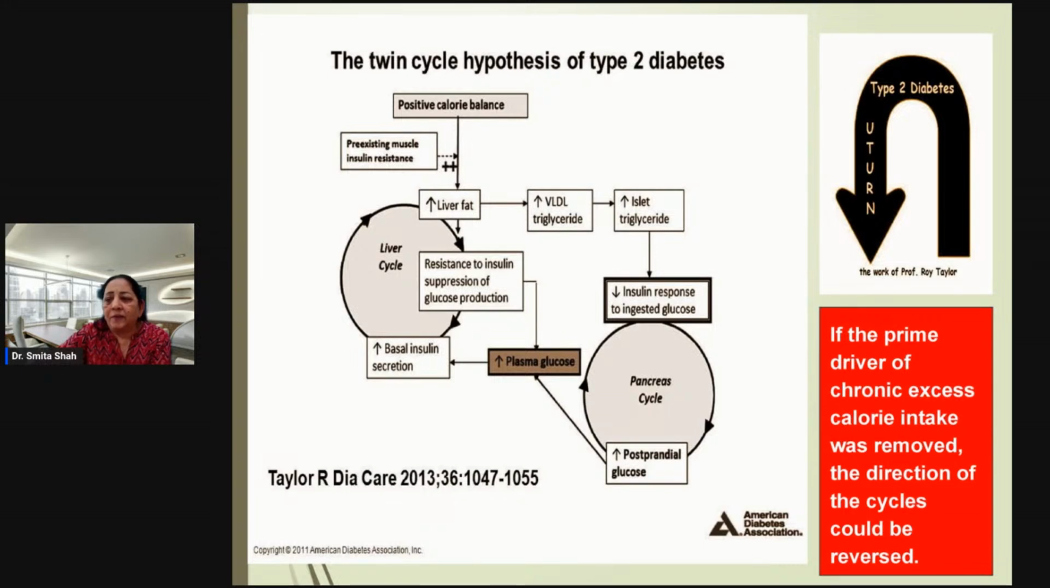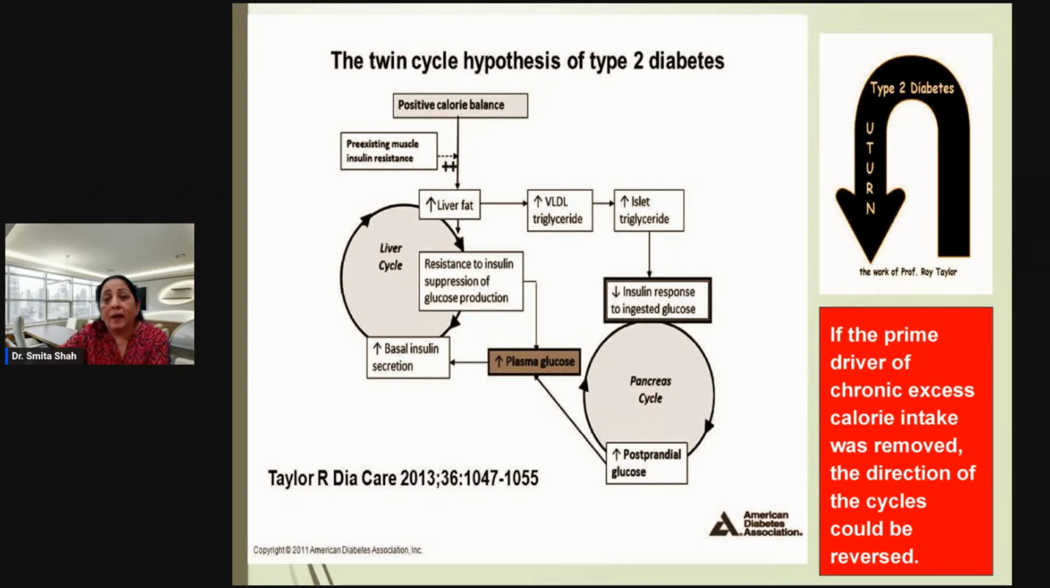The twin cycle hypothesis proposes that type 2 diabetes occurs due to the accumulation of fat in the liver, which induces insulin resistance and hyperinsulinemia, and excess fat stored around the liver and the pancreas. This leads to deterioration and a decrease in the function of the beta cells, and when there is fat around the pancreas, beta cell function decreases and the postprandial glucose level goes higher. The high fat in the liver also contributes to insulin resistance. So what is the prime driver behind this? The excess calorie intake.